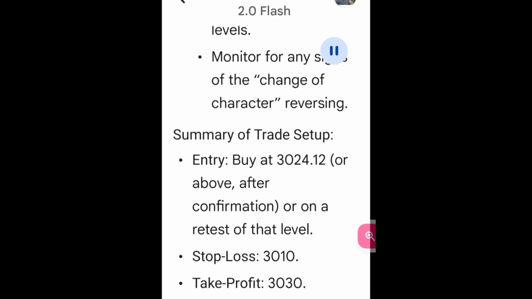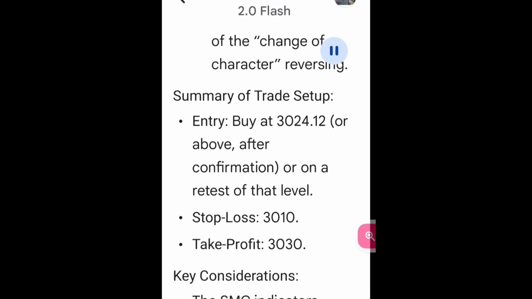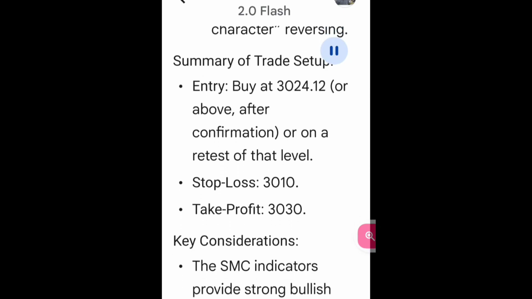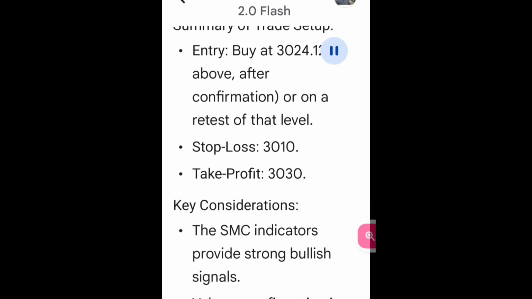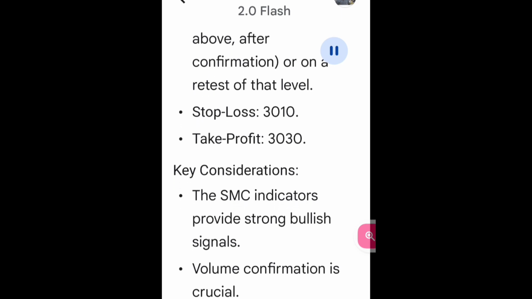Summary of trade setup. Entry. Buy at 3,024.12 or above after confirmation or on a retest of that level. Stop loss 3,010. Take profit 3,030.